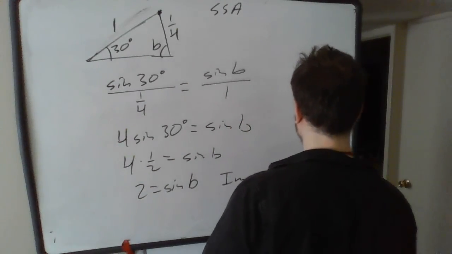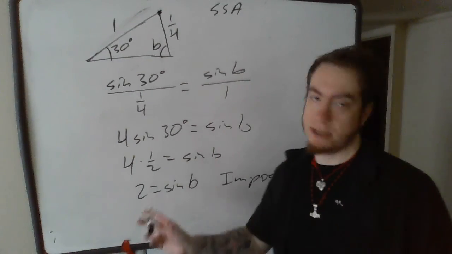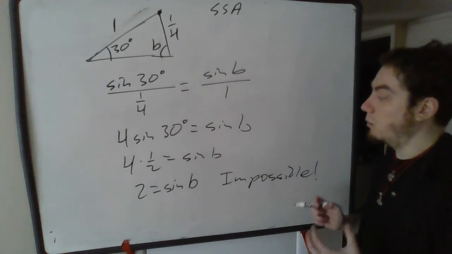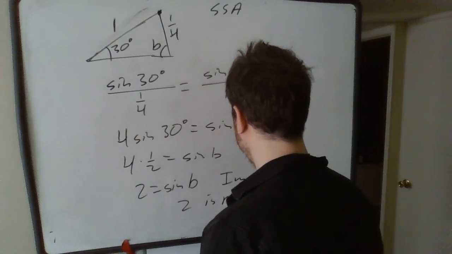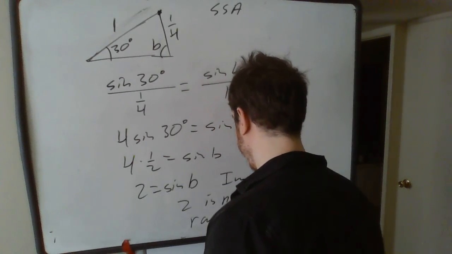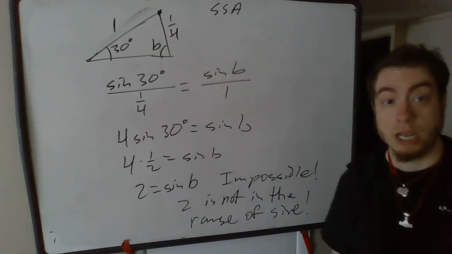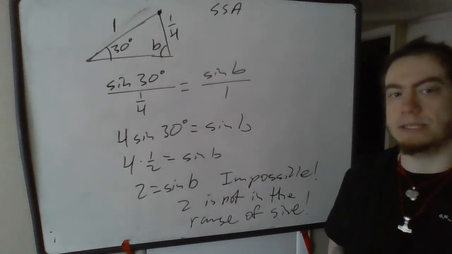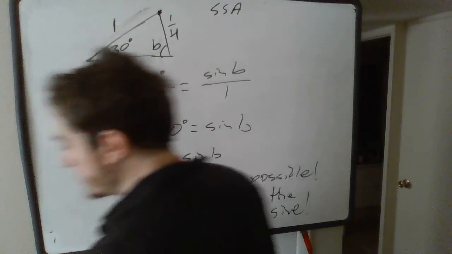Why is this impossible? Can anybody think of a reason why this would be impossible? Take a minute to ask yourself what the issue is here. So, if you remember the range of the sine function, 2 is not in the range of the sine function. So in this equation, there's no angle whose sine is 2, okay? We can't build a triangle like this.